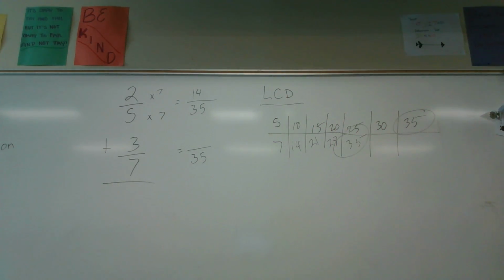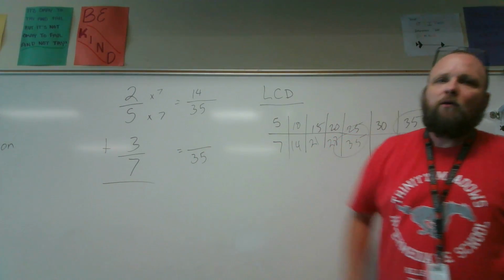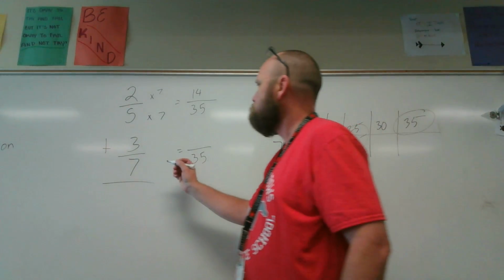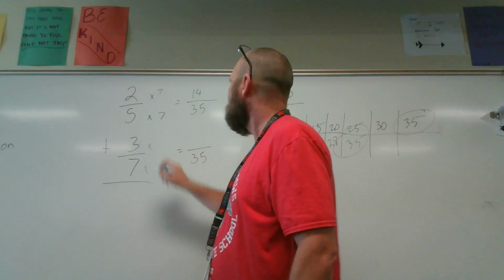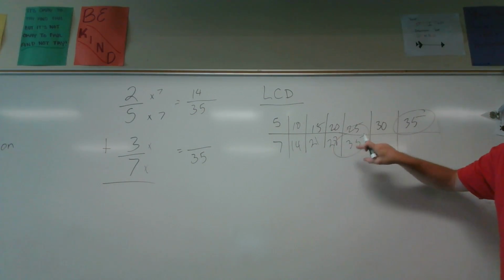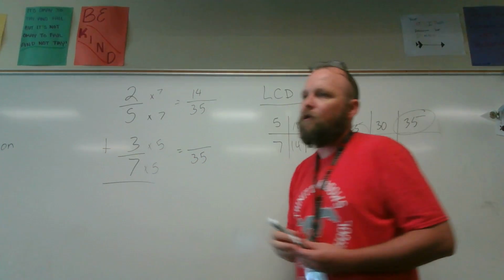Victoria, how do I change the fraction 3/7 to something over 35 without changing the value? I can look here. 7 times what is 35? 1, 2, 3, 4, 5. If I multiply my denominator by 5, I must also multiply my numerator by 5.